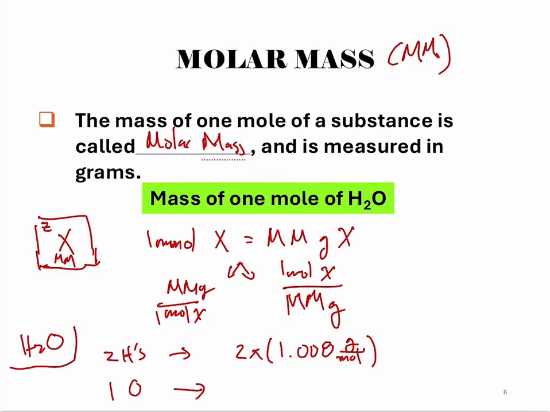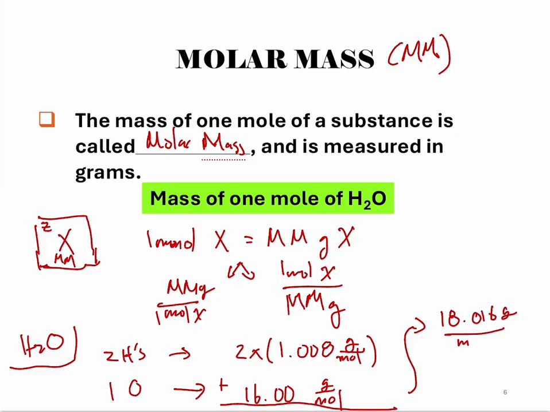And this is H2O. And then what's the molar mass for oxygen? It should be 16, right? 16.00, it depends on what periodic table, grams per mole. And so if we add those up, 2 times 1.008, the molar mass of water is going to be 18.016 grams per mole H2O. That's how we would solve for the molar mass of a molecule.